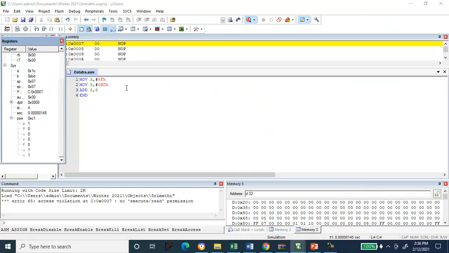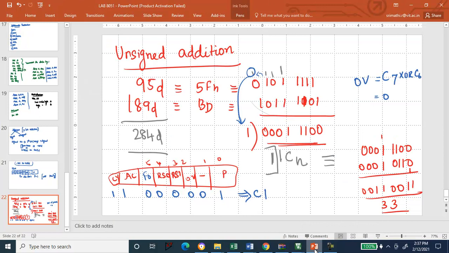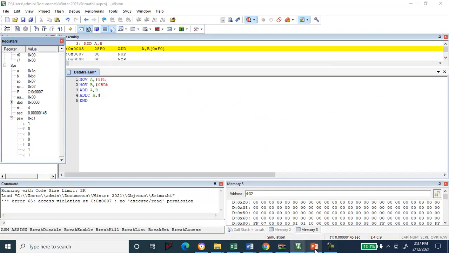Let me add 1C. Sorry. Add C, accumulator comma hash 1 5. No, 110 is 5 or 6. 111 is 7. So it should be add with carry 16H. Shall I add?